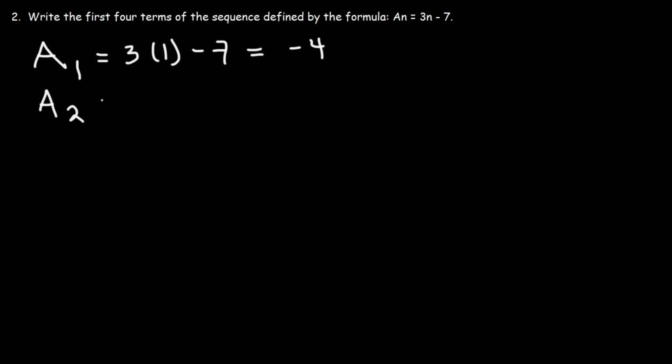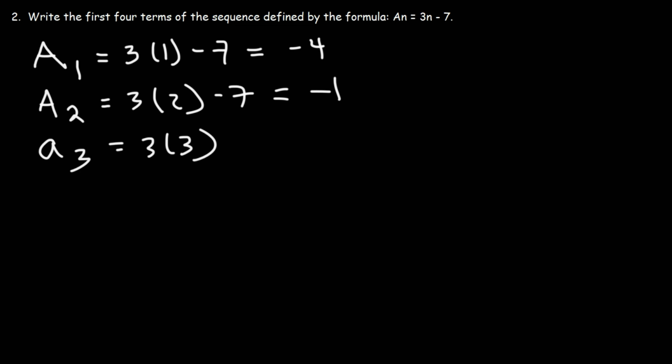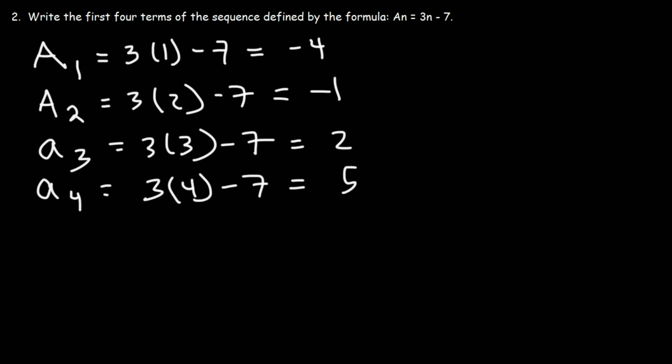We're going to find the second term, a sub 2. So it's 3 times 2 minus 7, which is negative 1. Next, we'll find a sub 3. 3 times 3 is 9 minus 7, that's 2. And then the fourth term, a sub 4, that's going to be 12 minus 7, which is 5. So we have a first term of negative 4, then it's negative 1, 2, 5. And then the sequence can continue.